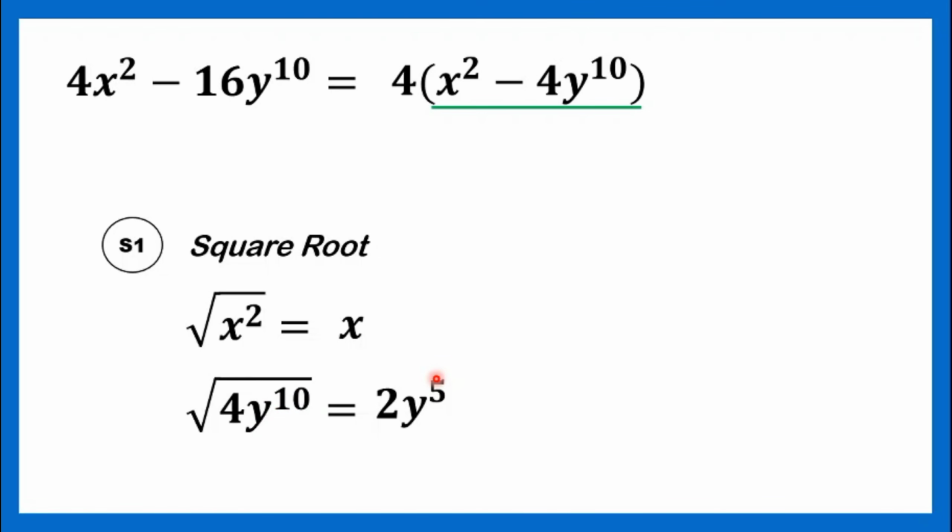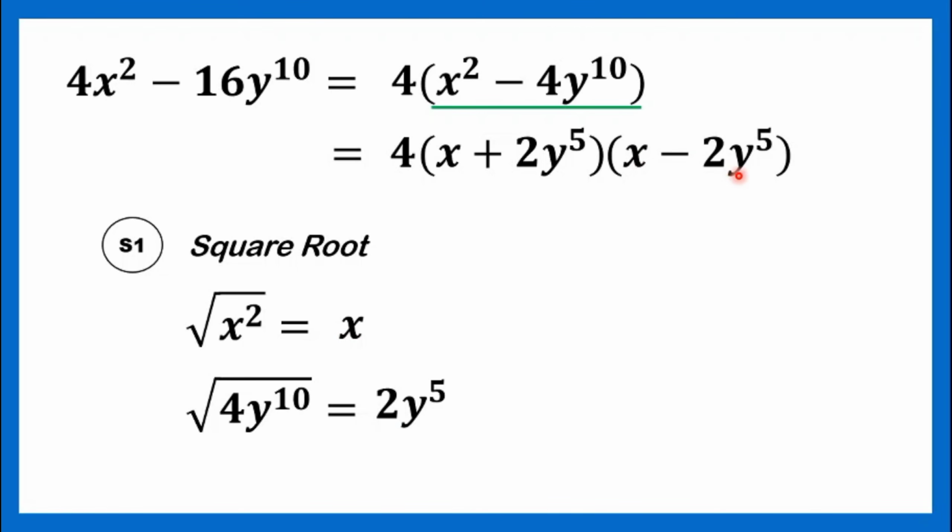Ayan. So, after that, etong x saka 2y raised to 5, ipagpa-plus at ipagma-minus. Ganito magiging form niya. Pero si 4, wag mong kakalimutan. Kasi part na yan ng problem natin ngayon. 4 nasa labas. Tapos ito, pahabain lang natin. So, magkakaroon siya ngayon ng x plus 2y raised to 5. Yung una dito. At yung pangalawang parenthesis, naka-minus naman. X minus 2y raised to 5. And this is now the answer for that. Ito yung completely factored form ng 4x squared minus 16y raised to 10.